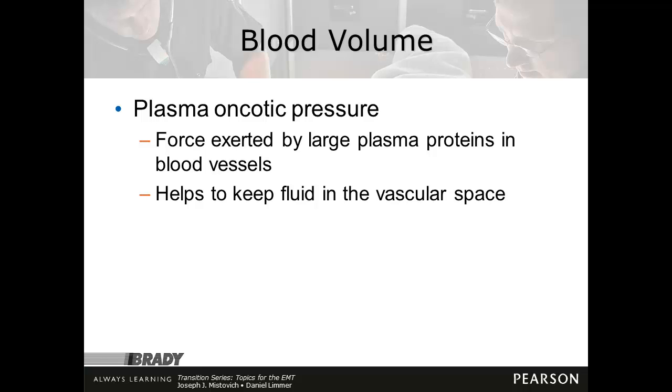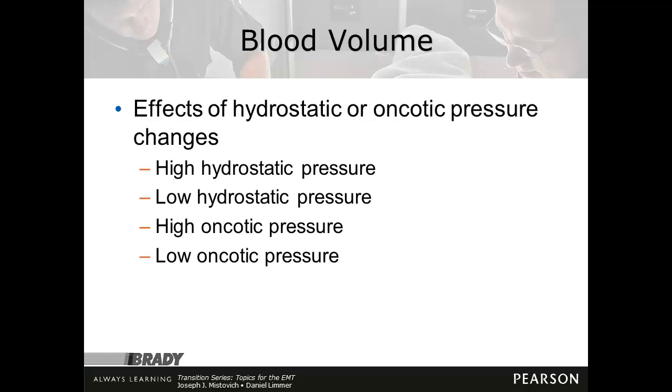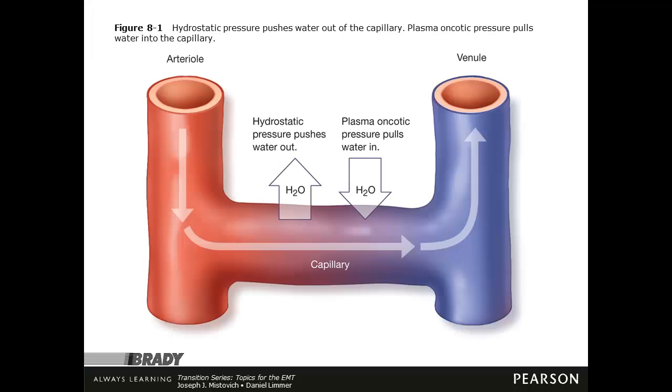It's the force exerted by large plasma proteins in the blood vessels. Because water tends to equalize across solutions, moving from areas of low concentration to areas of high concentration, these large proteins tend to draw water into the vascular space, keeping enough fluid in the blood. High hydrostatic pressure tends to force fluid out of the blood. Low hydrostatic pressure leaves it in the blood. High oncotic pressure tends to draw fluid into the blood. Low oncotic pressure tends to leave it in the blood.